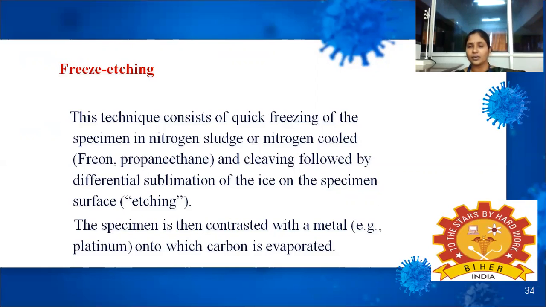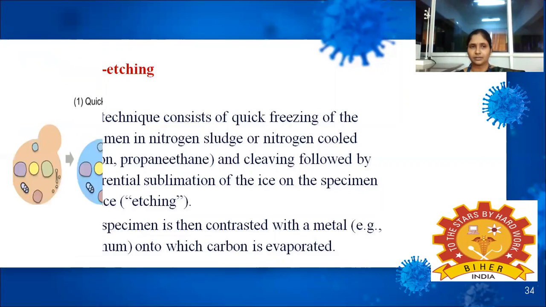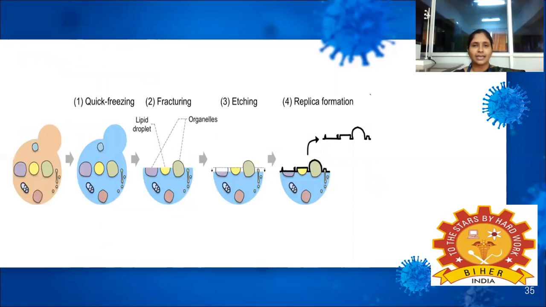This freeze etching process helps to preserve the internal structures of the bacteria when it is cut. After this freezing process, it is cleaved, followed by differential sublimation of the ice on the specimen surface, that is, the etching process. After this cutting, it is then contrasted with a metal, for example platinum, onto which carbon is evaporated. So this picture explains fully the process that is undertaken in freeze etching.